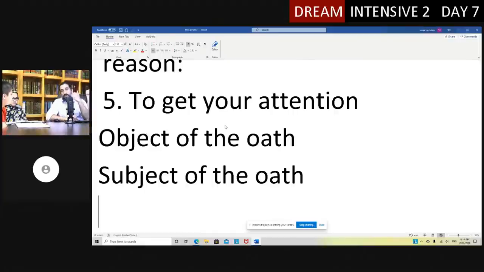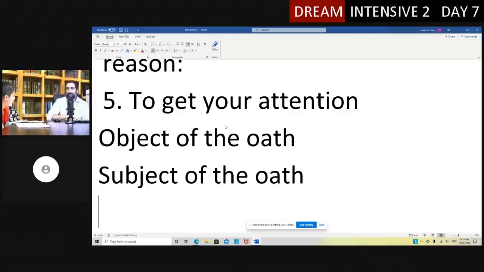Anyway, so what's the object of the oath? Whatever comes after the subject. After the wa. Or, you know, in English, if I said, I swear by this campus, then the campus would be the object. So you take some object and you use it to take your oath. Whatever comes after the words "I swear by," fill in the blank, that blank is going to be the what? Object.